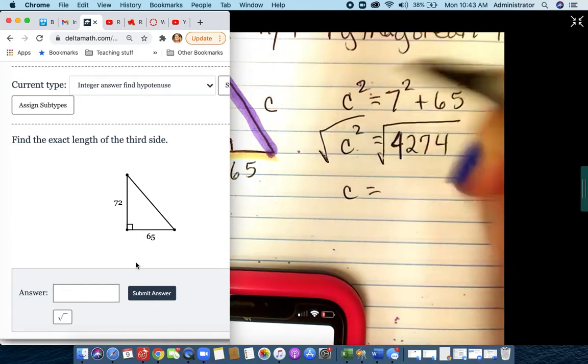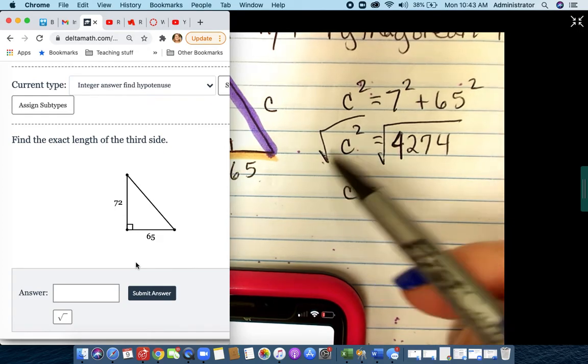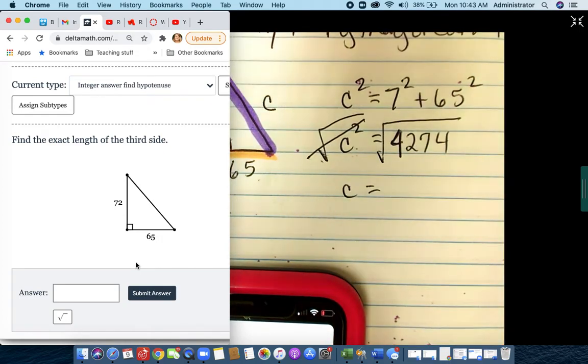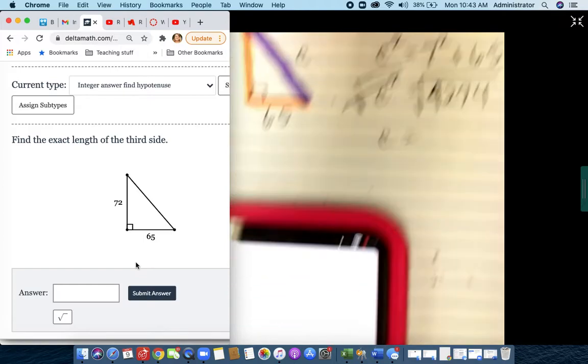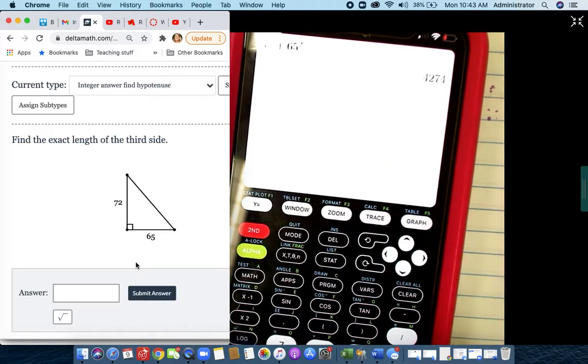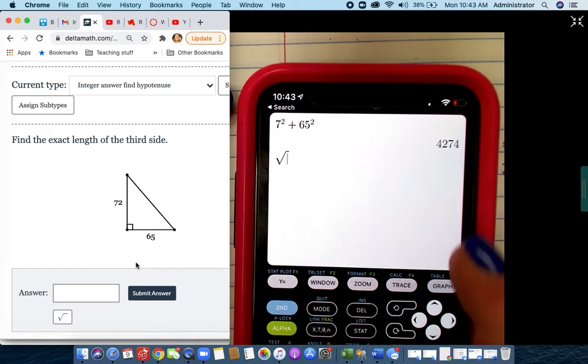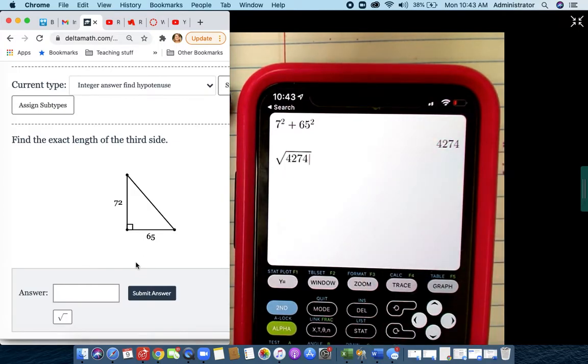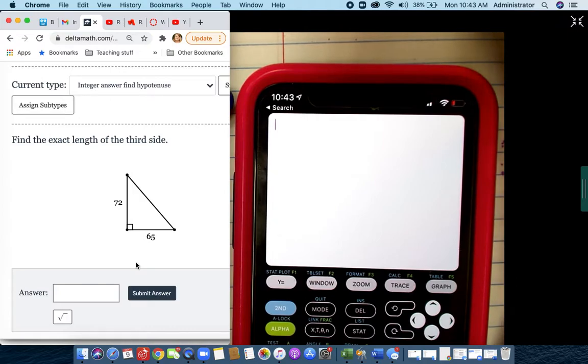Remember why we do that, though. Taking the square root is the inverse of squaring, so these operations cancel each other out. So now I'm just going to hit second x squared. And if you're using this app, you can tap that number, or you can just type in square root 4274, hit enter. I did that earlier too. 72 squared. Sorry about that.